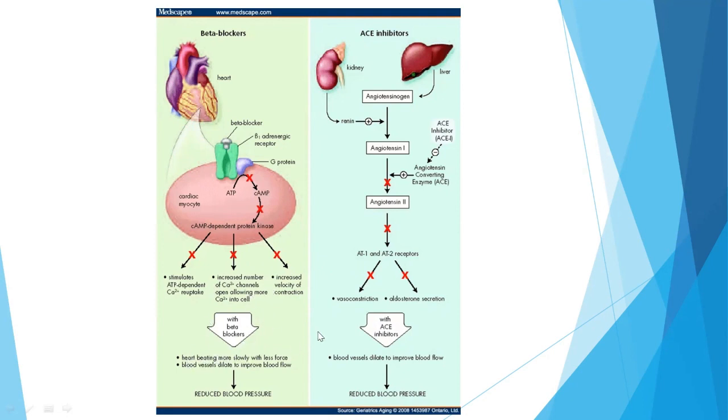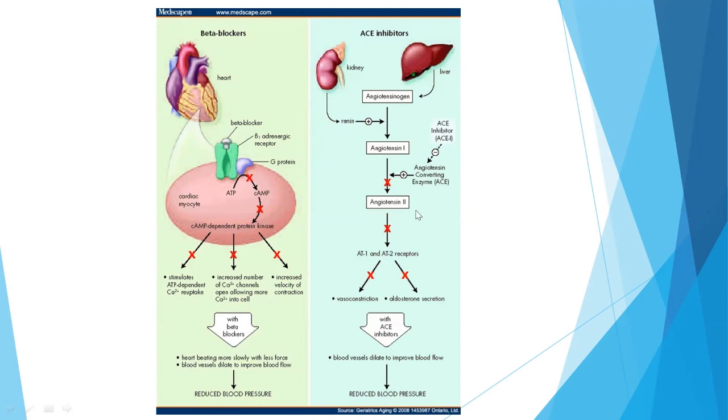So this is how the beta blocker works. Now let's talk about the ACE inhibitors. You know about the RAS system. Angiotensinogen is converted to angiotensin 1 by the effect of renin, and then angiotensin 1 is converted to angiotensin 2 by the angiotensin converting enzyme. The ACE inhibitors just block this angiotensin converting enzyme. Now let's see what happens if you block it.